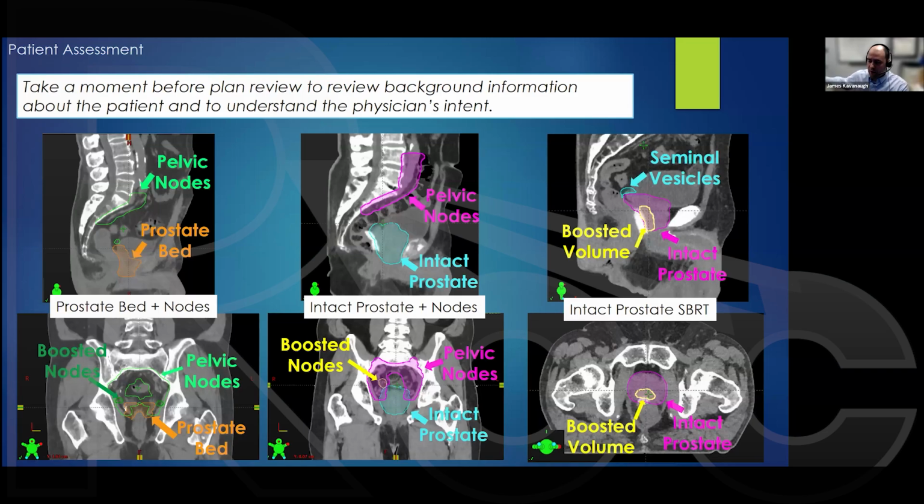And then on the far right is another example of what we might be seeing when we're talking about prostate treatments. This is prostate SBRT, so it's intact prostate only. We're treating a little bit of the seminal vesicles at the superior margin, and then there's this boosted border that's right up against the posterior part of our target, right next to what we'll get into, this hydrogel. We'll talk about that a little bit later. So that gives a sense of what we're talking about in this prostate lecture.